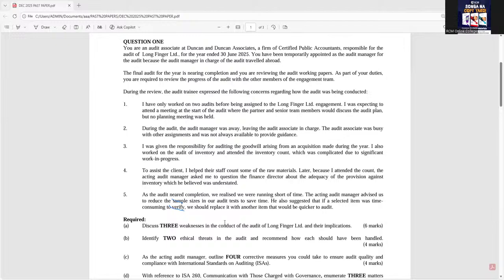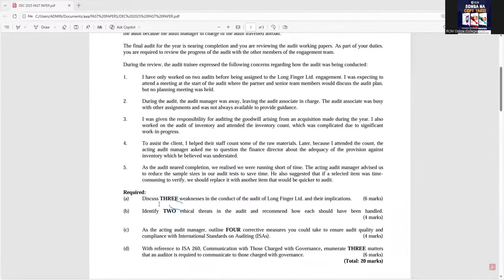So then we can go to part C. Ideally, in part C, you'll just be looking at the solutions to these ones. What you've set here as the weakness, you indicate what the solutions are. So as the acting audit manager, outline 4 corrective measures you would take to ensure audit quality and compliance with the international standards on auditing. Like the first weakness we mentioned, there was lack of planning. So the corrective measure should be to ensure there is adequate planning before commencement of the audit, where you come up with the audit strategy by identifying the scope, the timing, and direction of the audit.